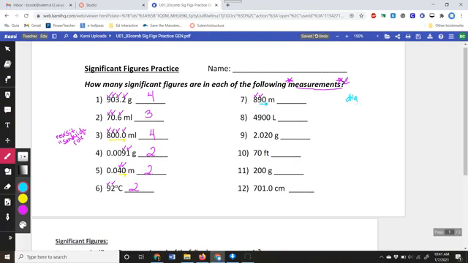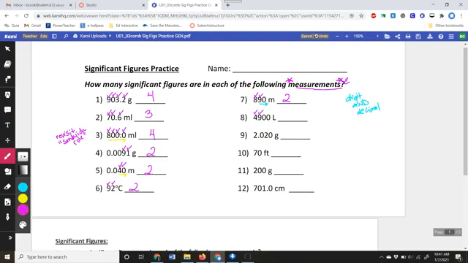So we have to see if it comes to the right of a digit and to the right of a decimal. Because of that, this 0 does come after a digit, but it does not come to the right-hand side of a decimal. So it is not significant, meaning it is not measured or known with certainty. There are only 2 significant figures.